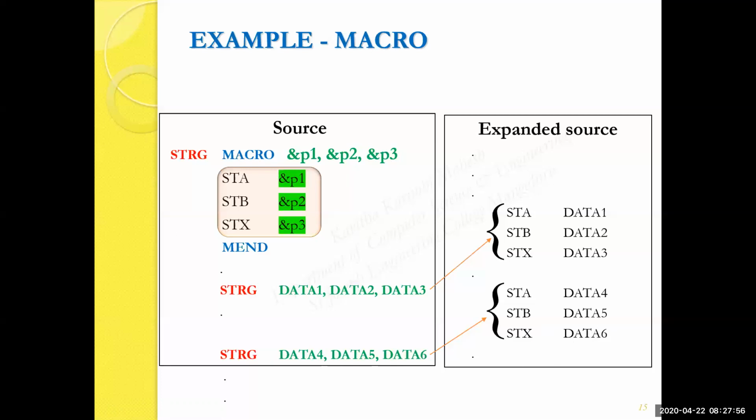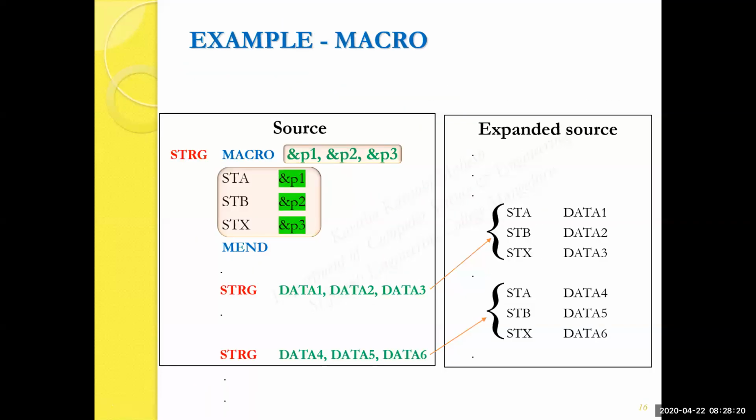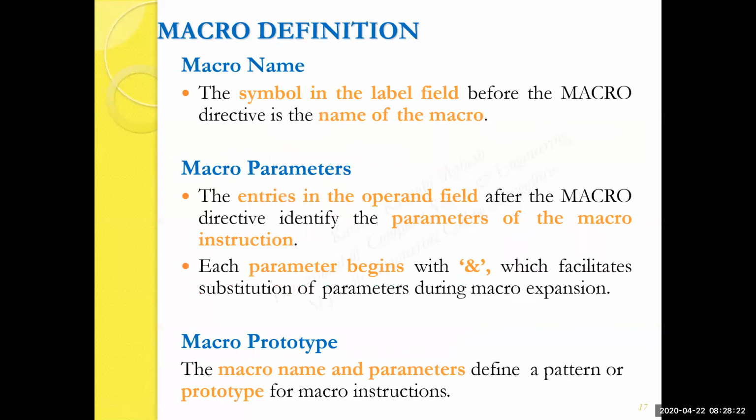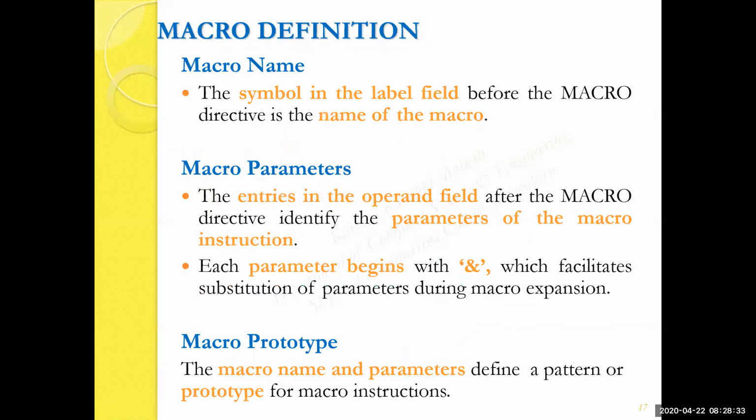And it enables the statements that form the body of the macro to be generated with different operands. So as you have just seen, the symbol in the label field of the directive macro is the name of the macro. So in this example, strg is the name of the macro. The entries in the operand field after the macro directive indicate the parameters of the macro instruction. So P1, P2, P3 in this example are macro parameters.